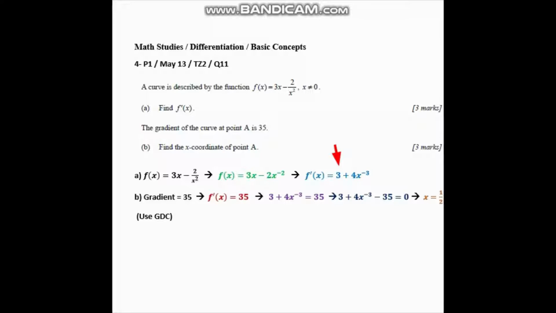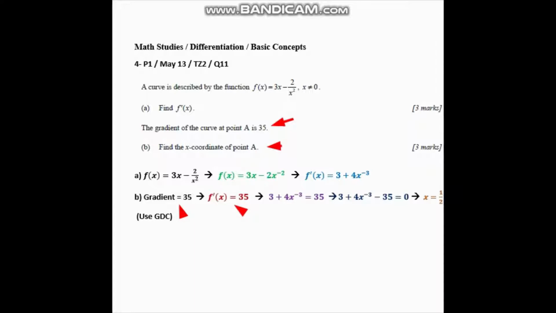Now, in question B, I'm given that the gradient of the curve at point A is 35. And we said before that whenever I see gradient in the context of differentiation, I should immediately think of f dash or y dash, the derivative function. So since the gradient is 35, I conclude that f dash of x equals 35 at this point. And I'm required to find the value of x at point A, excuse me.